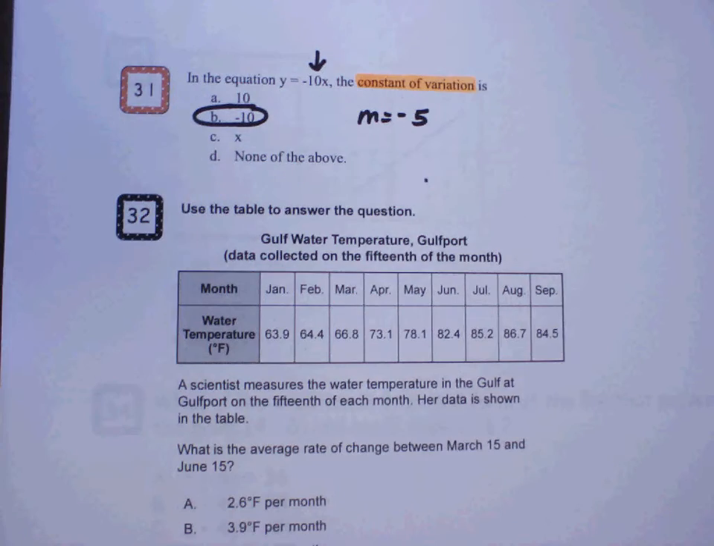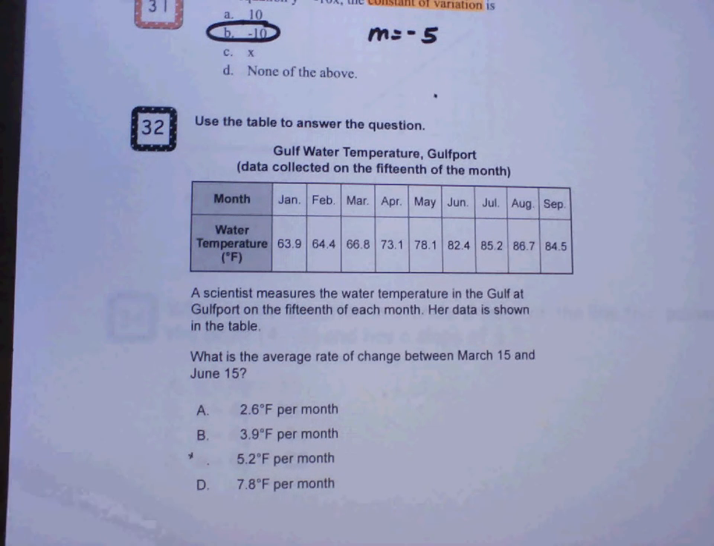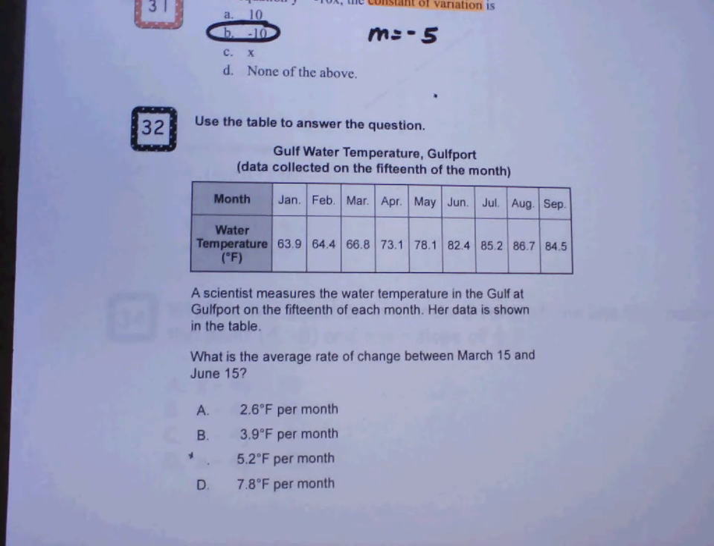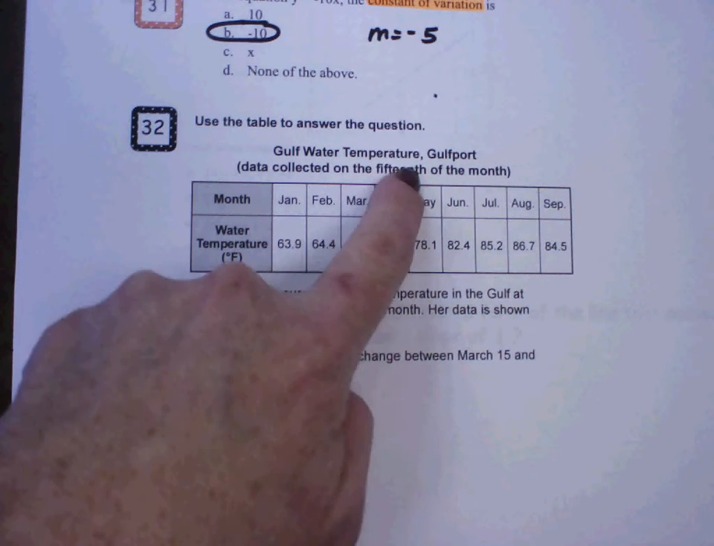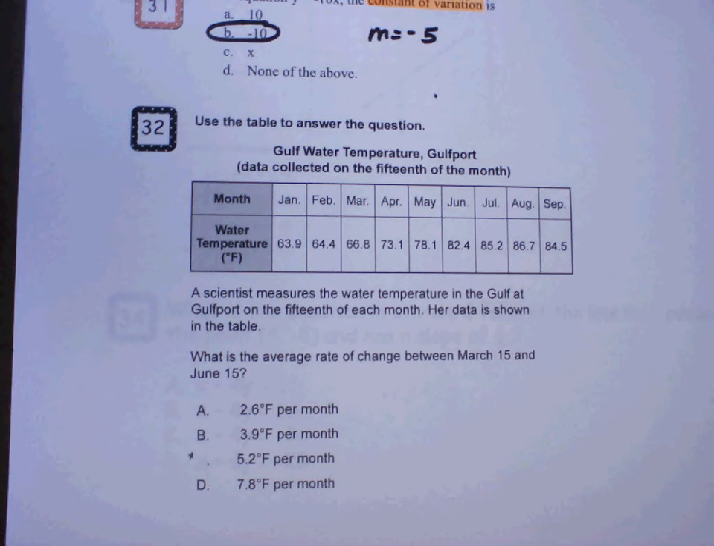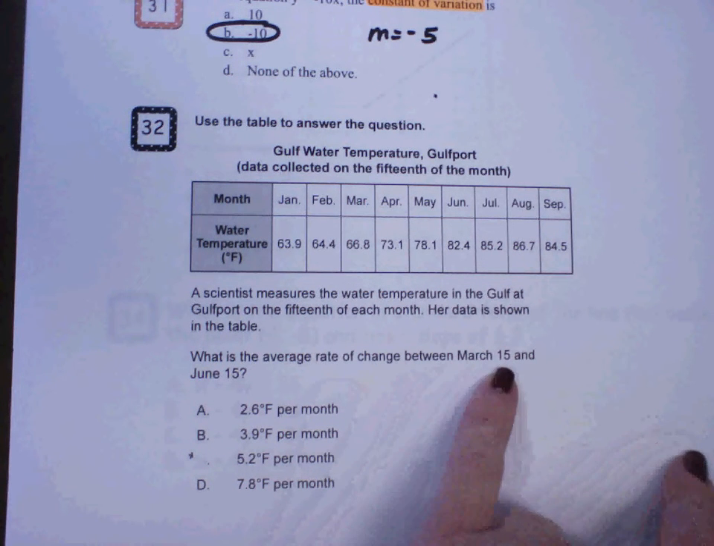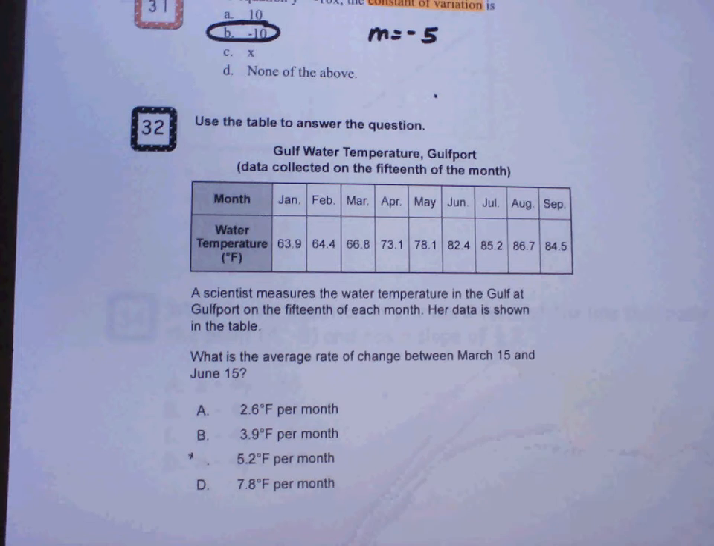Yay? All right. Use the table to answer the questions. And you have the month and the water temperature in January, February, the Gulf water temperature in Gulfport. A scientist measures the water temperatures in the Gulf at Gulfport on the 15th of each month. Her data is shown in the table. What is the average rate of change between March 15 and June 15?